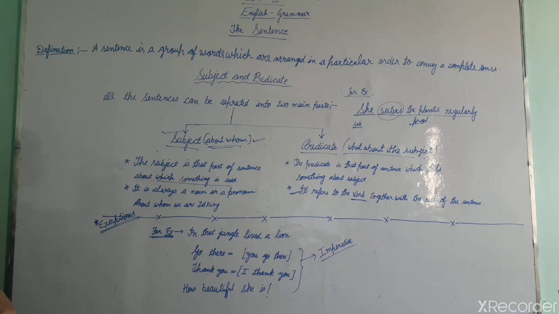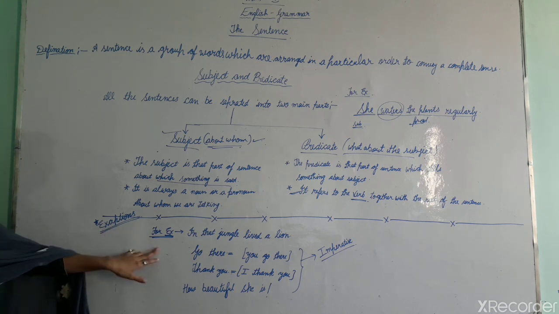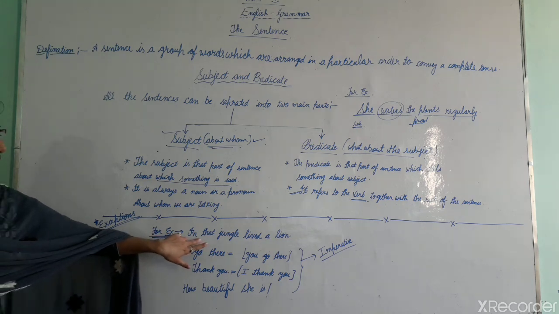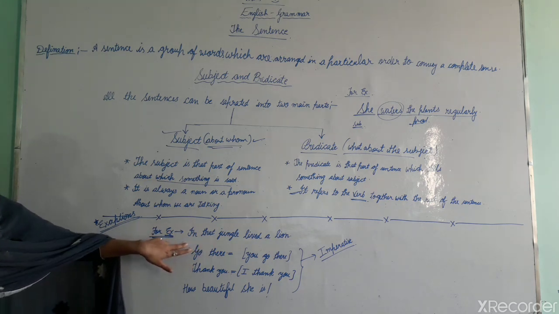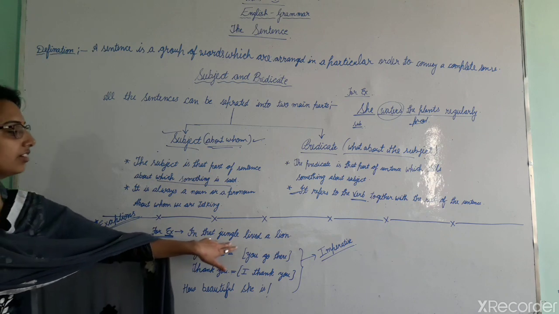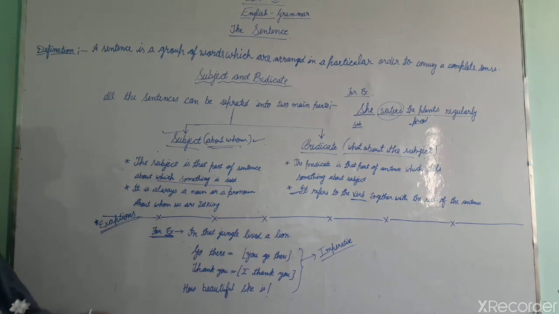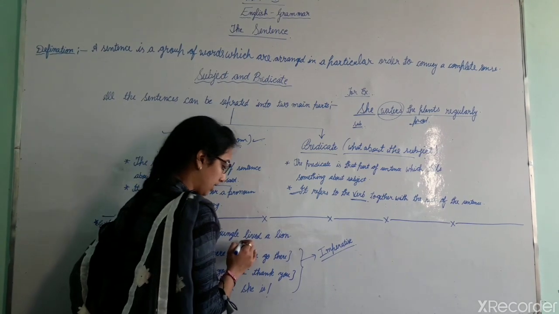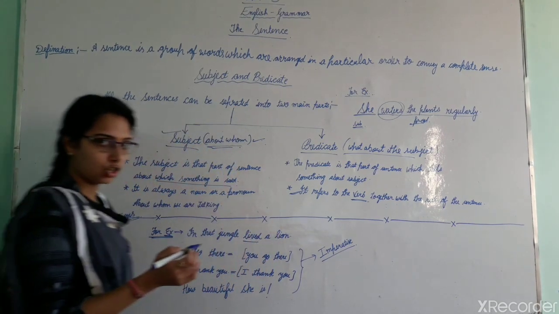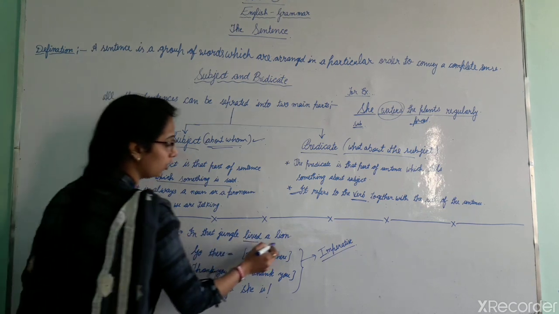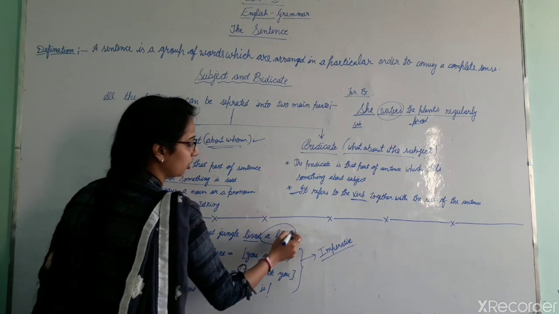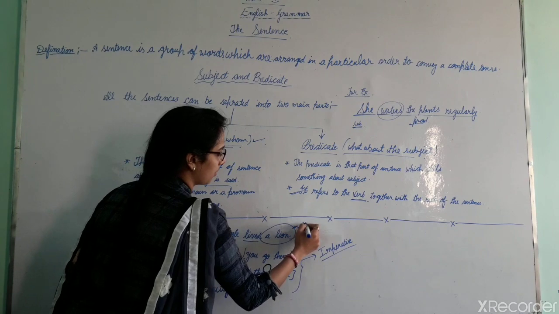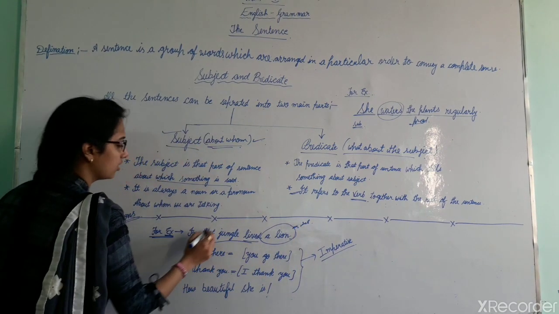For example, let's take the first example: In that jungle lived a lion. Here we have studied that first of all we have to identify the verb, and according to that, first of all we have to answer about whom we are talking. So here, about whom are we talking? A lion. So here, a lion is the subject and the rest of the part is the predicate.